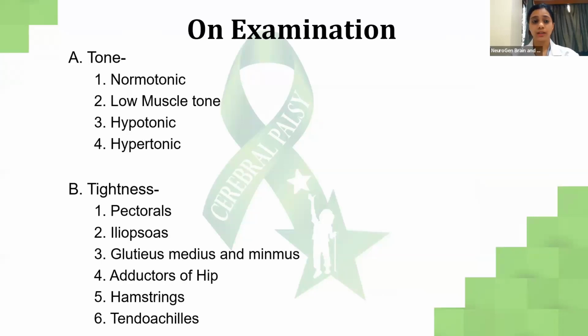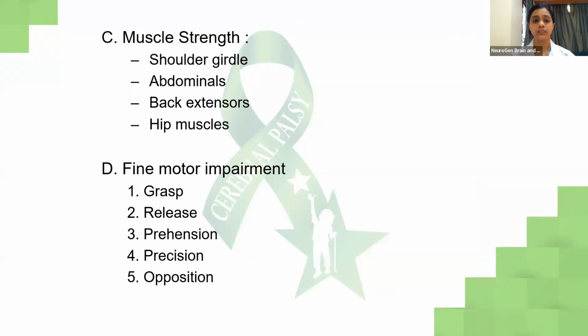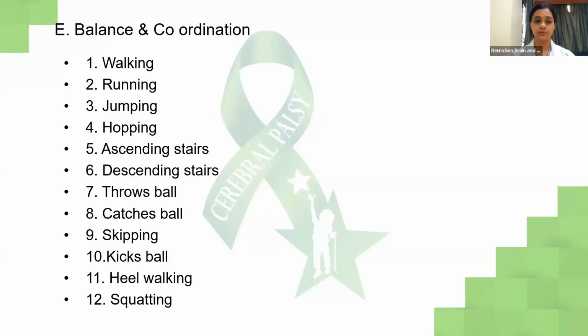Then on examination, again, you need to assess the child's tone, if the child has any tightness, how is the muscle strength of the child, and fine motor, if there is any fine motor impairment, like grasping, releasing, prehension, precision, opposition, all of these. And for motor skills, you need to, in general, check if the child is able to walk, run, jump, hop, ascend and descend the stairs independently.